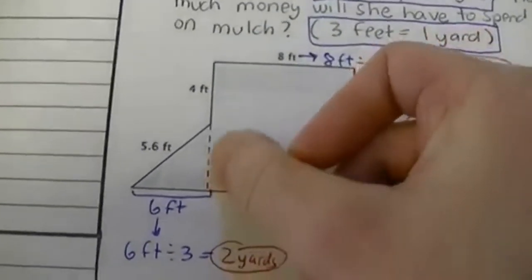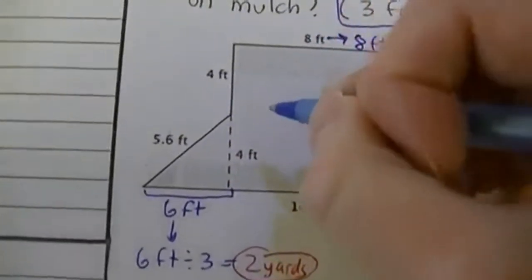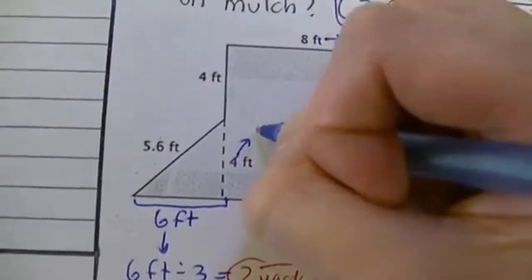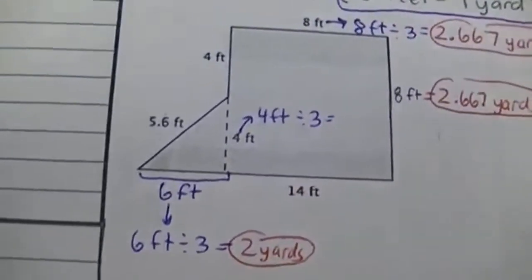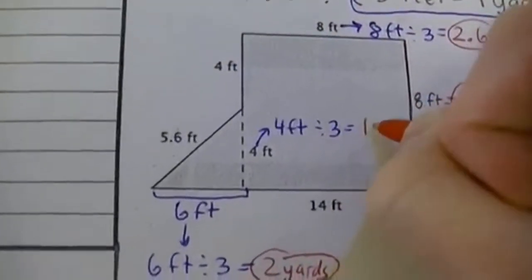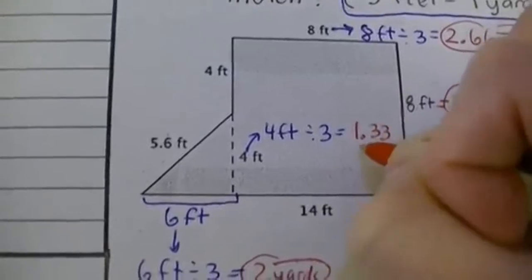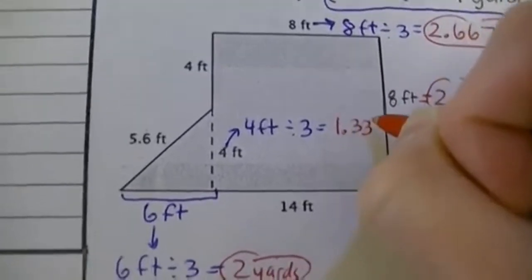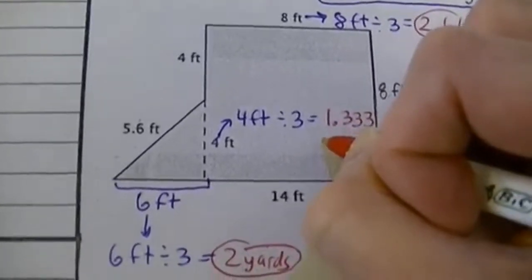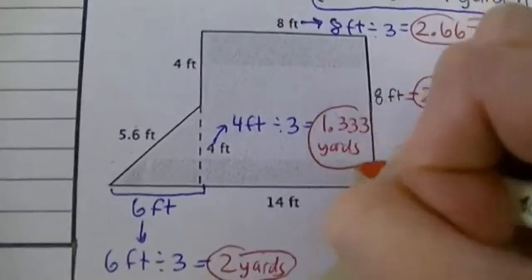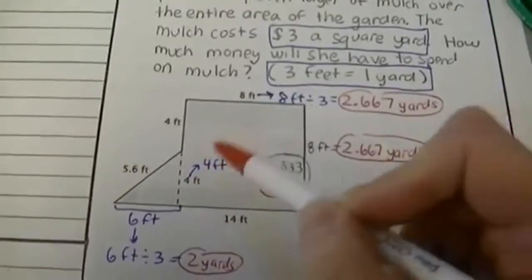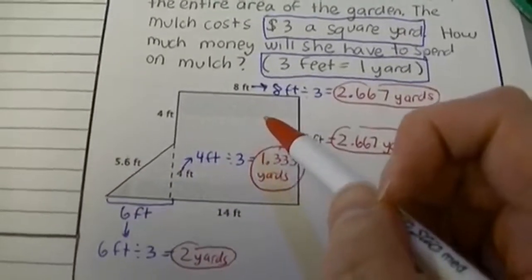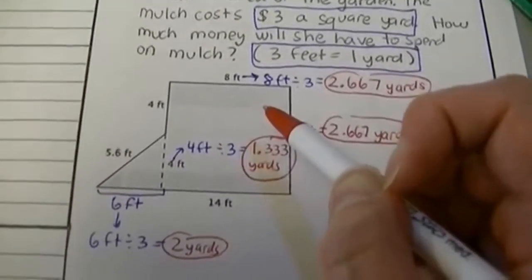Okay, and the height of that triangle is 4 feet, but to convert that into yards, I would go 4 feet, and I'd divide that by 3, and I'd end up with 1 1/3. But I'll round to the nearest thousandth, in yards. We're not done yet, because we need to figure out the area of this garden, so we can figure out how much money Luz is going to spend on mulch.